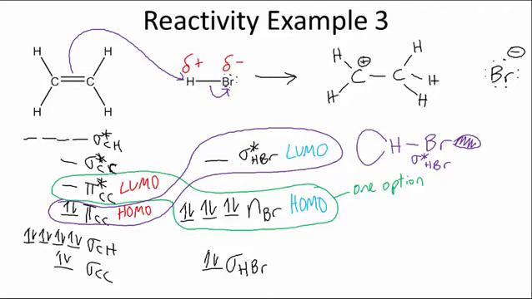So, in this case, when we have pi CC as a donor, we're going to make a new bond to one of those carbons. The other carbon is going to be left high and dry. And so then there'll probably be some following reaction step where that reacts.